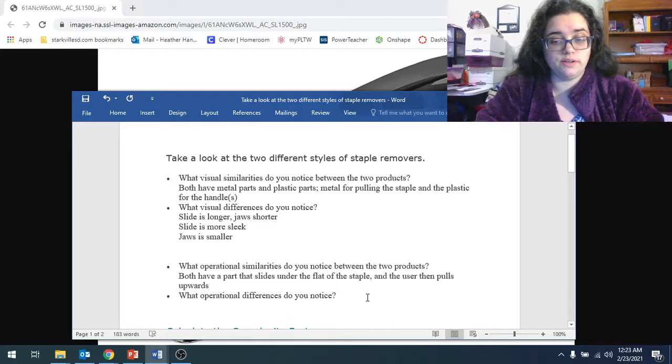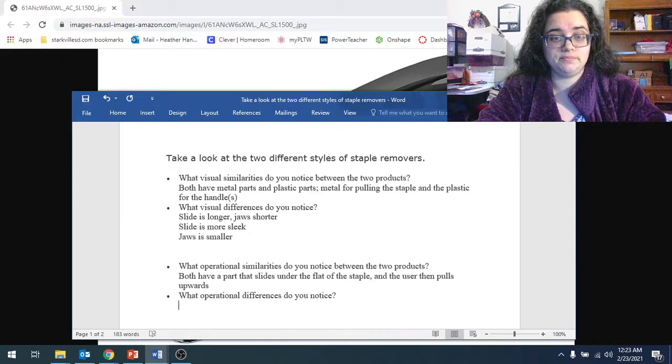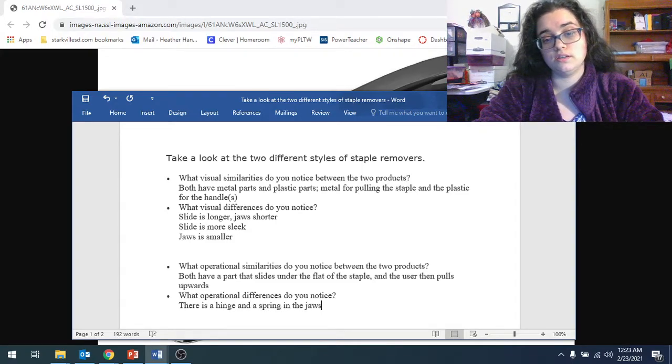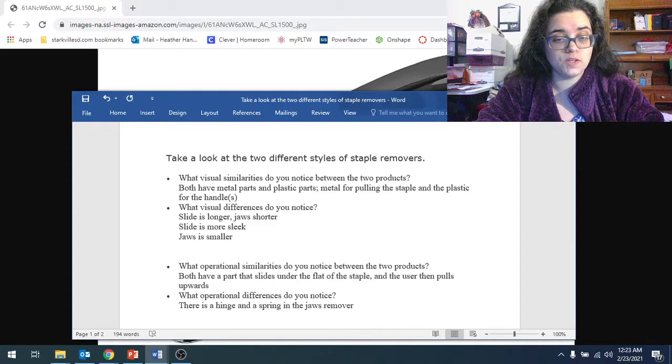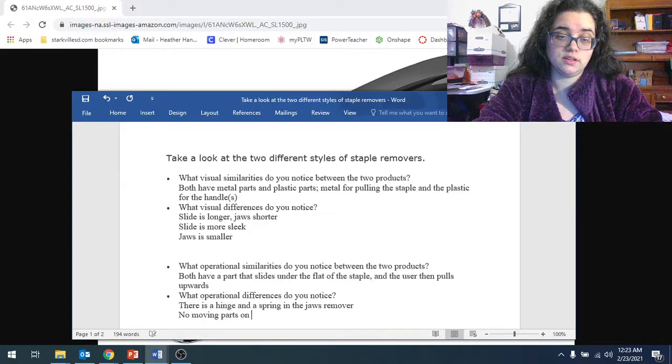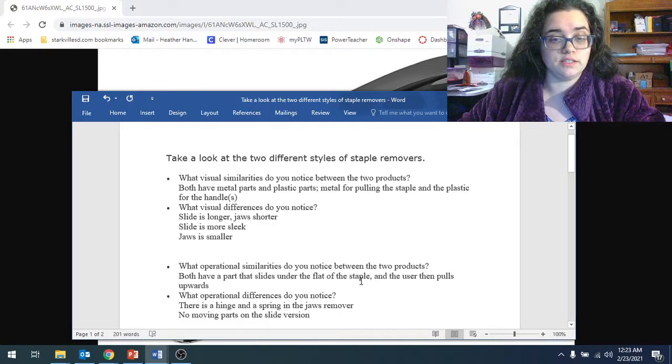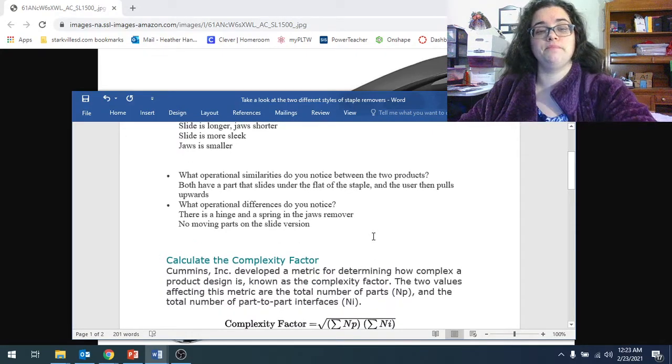What operational differences do I notice? Well, there is a hinge and a spring in the jaws version. There are fewer moving parts. There are no moving parts on the slide version. I could go on and on. I'm one of those people who can find thousands of things to say, so I'm going to quit. I'm going to stop while I'm ahead.